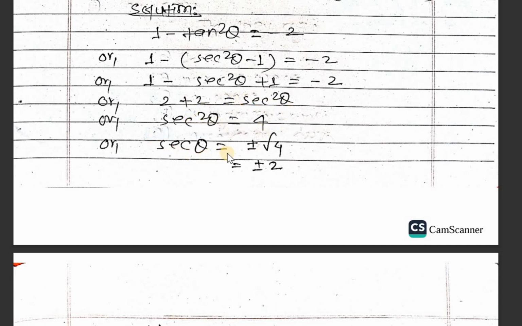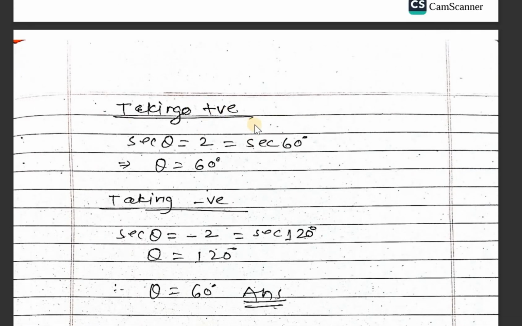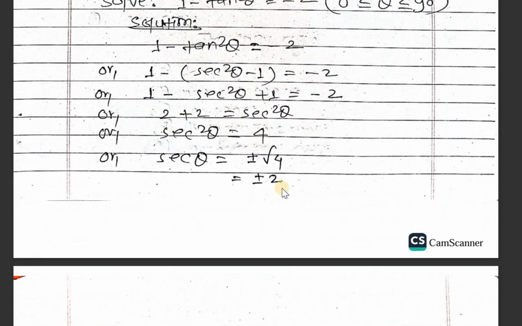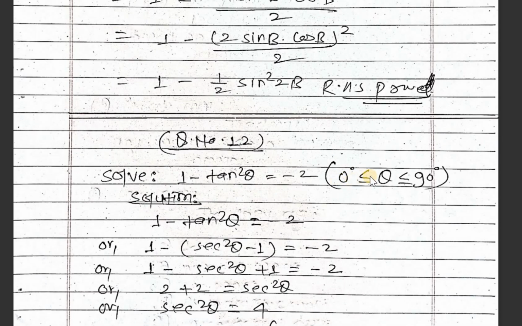And sec θ equal to root under 4, so plus minus 2. Taking positive, sec θ = 2, that is the value of sec 60 is 2. So θ = 60 degree. And taking negative, sec θ = −2, 120 degree. Therefore θ = 60 is our answer, because the value of θ ranges from 0 to 90 degree only.